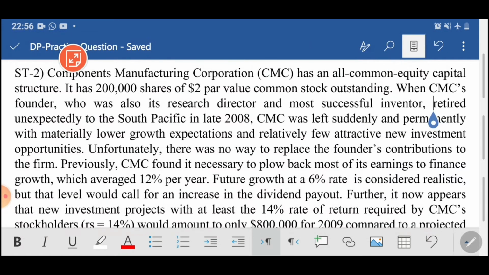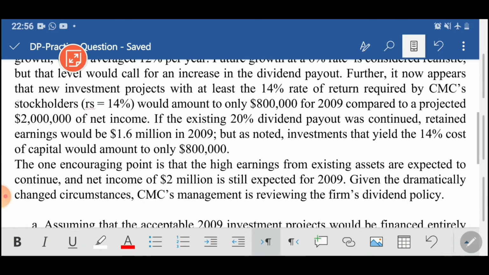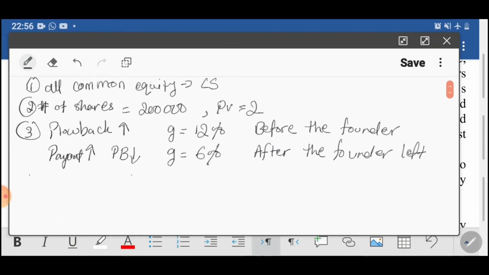Now let's read ahead. Okay, where were we? Further, it now appears the new investment projects with at least the 14% rate of return required by CMC stockholders would amount to only $800,000 for 2009 compared to a projected $2 million of net income. Okay, so they have given us three pieces of information over here. The required rate of return, Rs, is 14%. So let's write this down. The required rate of return Rs is 14%.